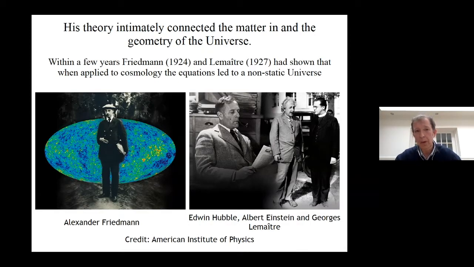But a few people like Alexander Friedman and Lemaître started thinking about cosmology. They started applying Einstein's theory to cosmology, to the largest features of our universe. And it led them to this amazing conclusion that the universe had to be non-static. It had to be evolving. It had to be either growing or shrinking.